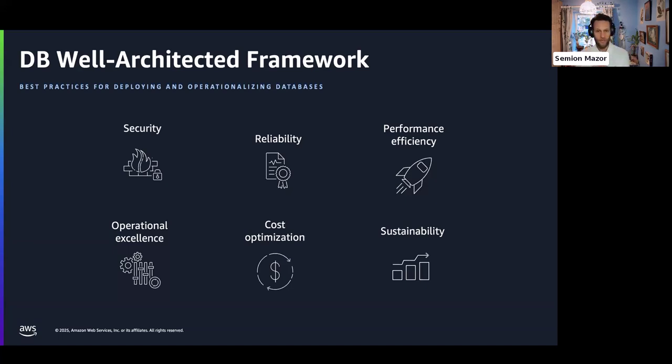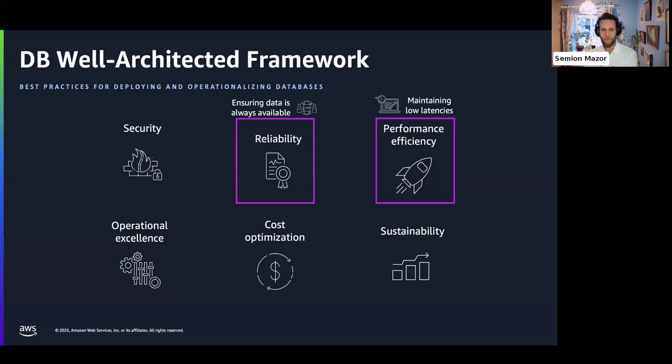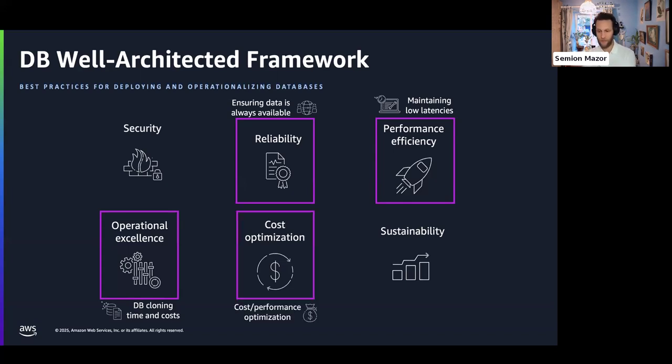So if we look at the challenges that we just mentioned and try to align them with those 6 pillars of the Well-Architected Framework, we see great alignment, because resiliency, high availability and protection meet the reliability pillar, the low latency meets the performance pillar, the cloning meets the operational excellence pillar, and of course, cost optimization goes with cost optimization.